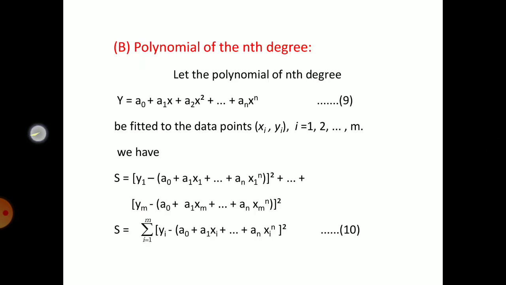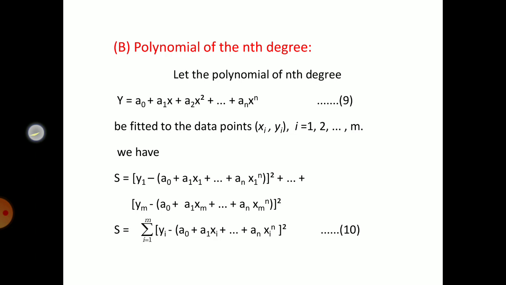Then the polynomial function of nth degree. Yesterday we saw linear curve fitting, that means y is equal to a0 plus a1 x. Now we shall consider the equation y is equal to a0 plus a1 x plus a2 x square and so on up to an x raised to n. This is a polynomial of nth degree. If you consider this as am x raised to m, it will become a polynomial of mth degree. Here xi, yi are the given data points and i is equal to 1 to m. That means this must be xm, x raised to m.